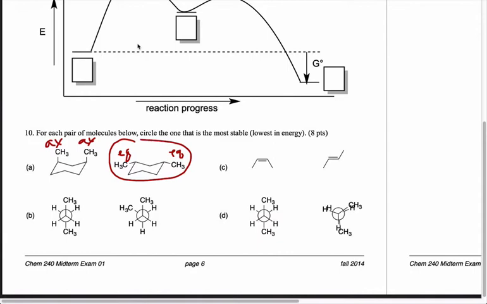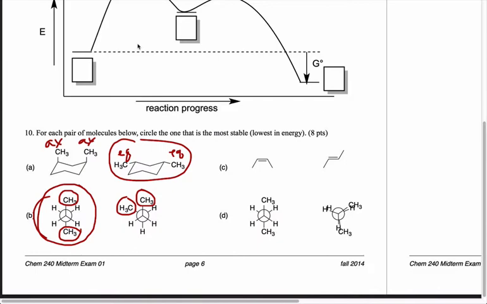In part B, we have 2 conformations of butane, one in which the 2 CH3 groups are as far apart as possible, and in the other, those 2 CH3 groups are coming closer together. They're both staggered conformations, but the one on the right would have more strain energy from steric strain. So in this case, the molecule on the left in B is the one which is most stable.